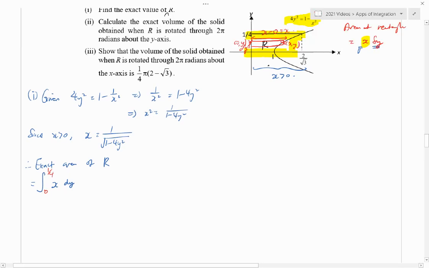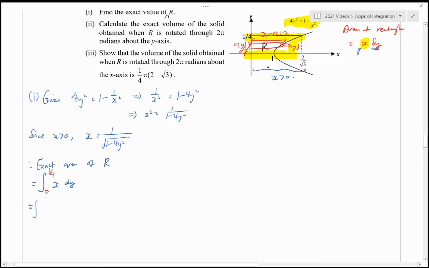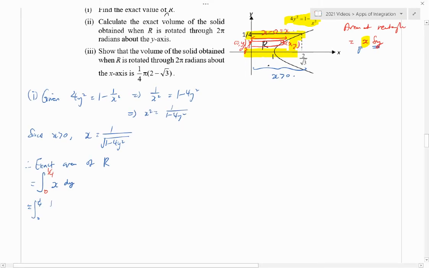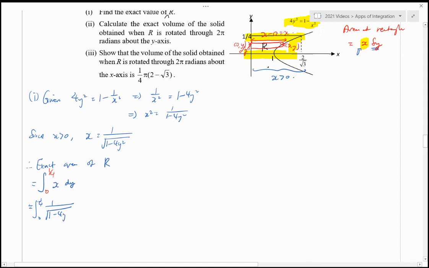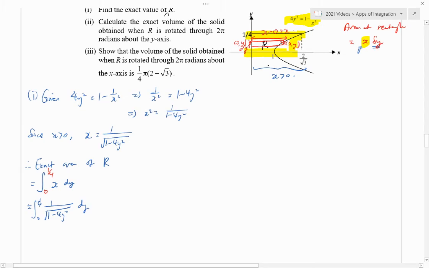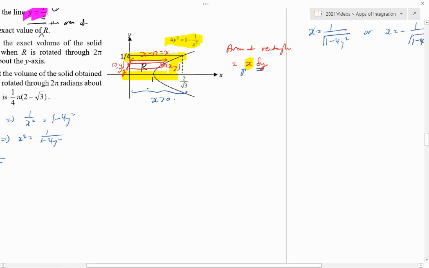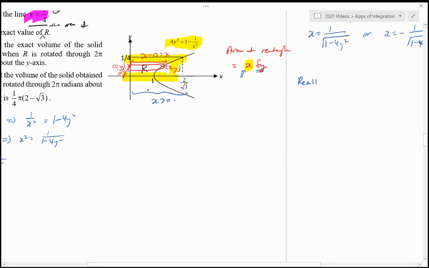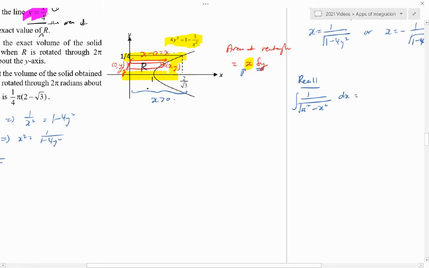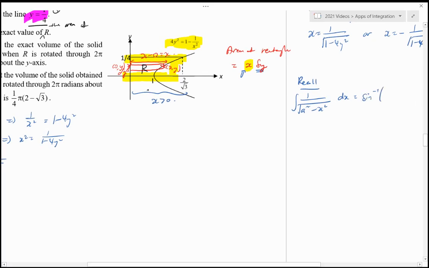Okay, and we're going to continue from here. So this equals the integral from 0 to 1/4 of 1 over the square root of 1 minus 4y squared dy. Then I can rewrite this as a squared minus b squared under the square root, right? So let's recall our integration techniques. The integral of 1 over the square root of a squared minus x squared dx equals sine inverse of x over a, plus c.